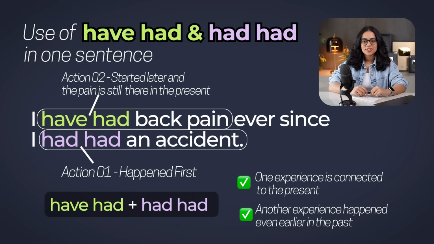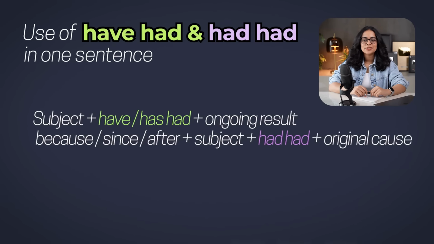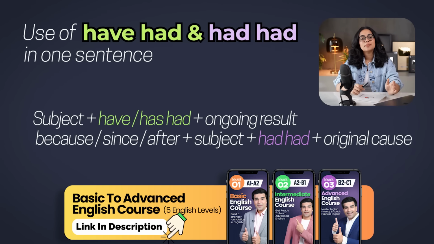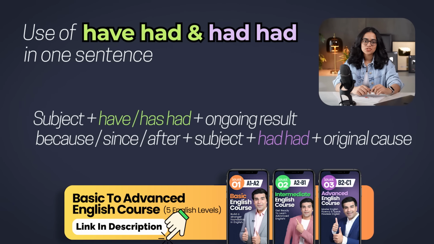The structure is a bit longer and it looks like this. We use the subject plus have or has had plus the ongoing result, followed by because, since, after, or again, and then subject plus had plus the original clause. Let's form some sentences using this structure.